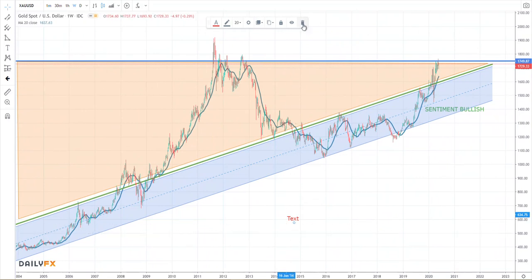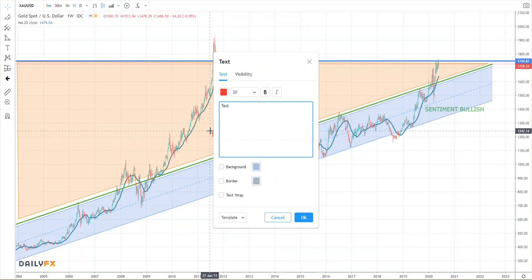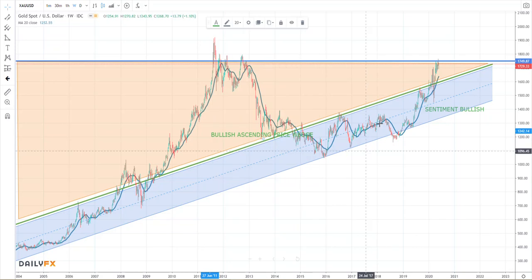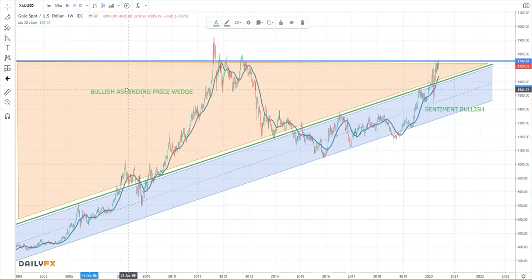So I have mapped out here in yellow, hold on, let me do that again. Let's see, our bullish ascending price wedge. Put that in green. So now we see price has reached this previous support and resistance zone.